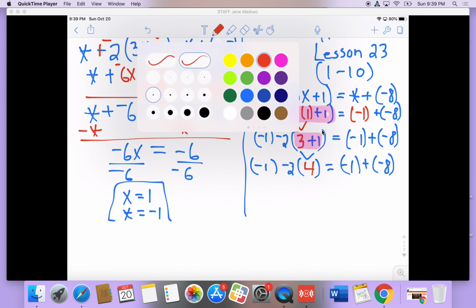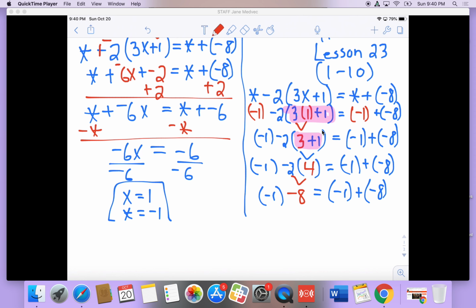Right? And then I'm going to go further, and I've got -1 minus 8. If you want to do a chop-chi here, you can. You don't need to. It kind of depends on what works for you. And I end up with a -9 on this side. I end up with a -9 on this side, and you're going to notice that it's a check.